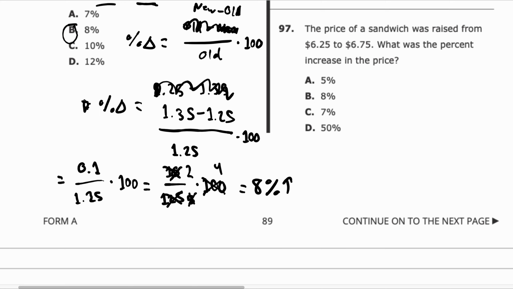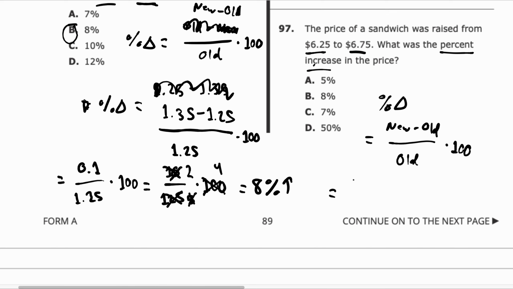Okay. The price of a sandwich was raised from this amount to this amount, and again, we're being asked for the percent increase, right? So we apply the same formula, right? So new price minus old price over old price times 100. So the difference between new and old would just be 50 cents, and then the old price is $6.25 times 100.